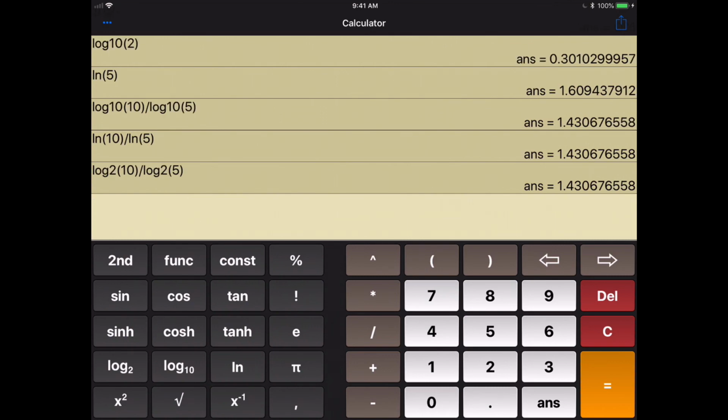And so that empowers us now that we can take the log of any number in any base.